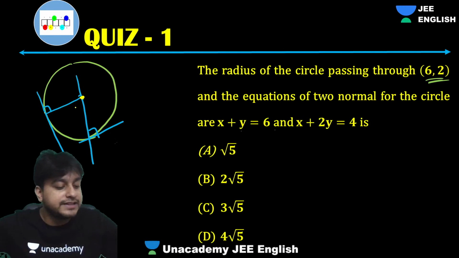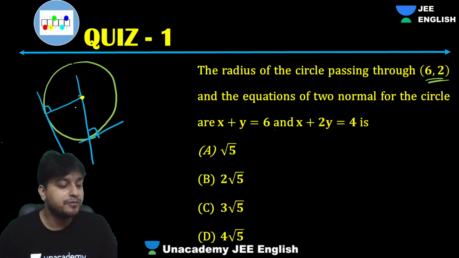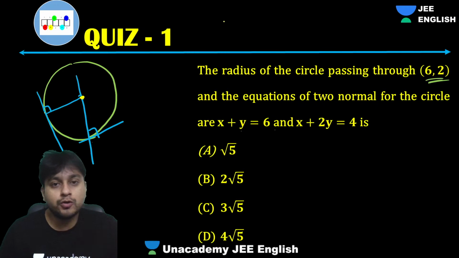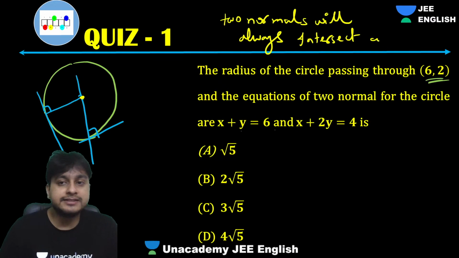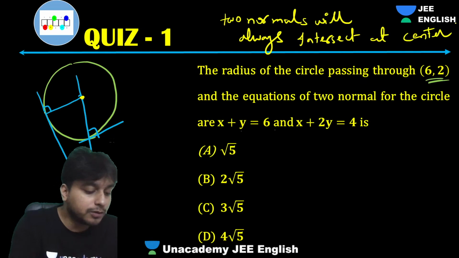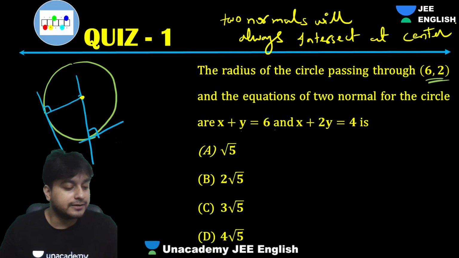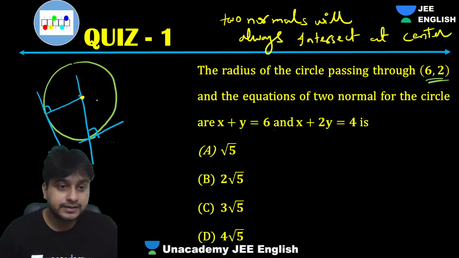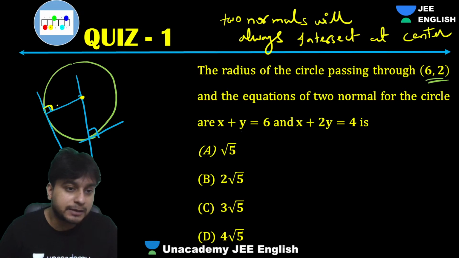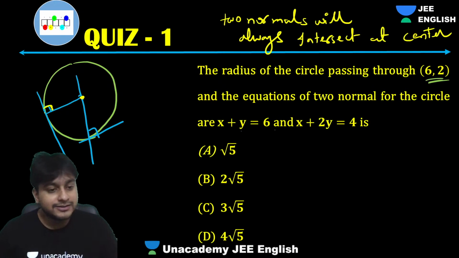Family of circles means 2 or 3 circles we'll study in some single go. Okay, guys. Can I say that two normals will always intersect at center? Yes or no, guys? Everyone, tell me. Two normals will always intersect at center. Yes. So guys, because this is the tangent, this is perpendicular, this is the normal, they will always intersect at the center. So guys, let's solve this.